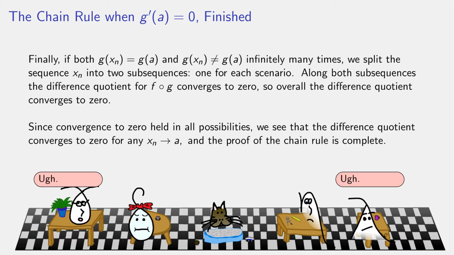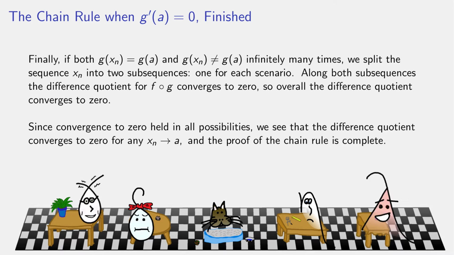Yeah, it took a while to get through. The case of g prime of a equals 0, honestly, while it is relatively rare in a sense, usually g prime of a is something else, was more of the work. But we are done.